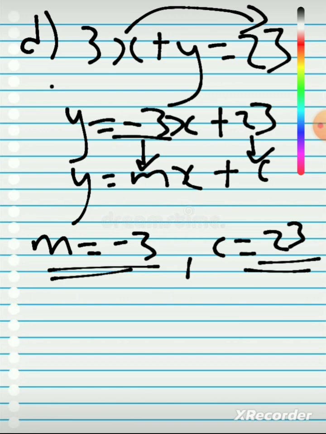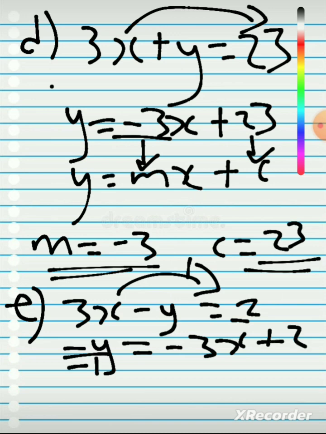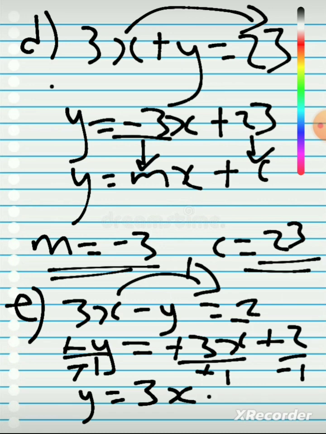If we go to question E, E is 3x minus y equals 2. Again, we'll make y the subject by taking 3x this side, so it becomes negative y is equal to negative 3x plus 2. Then we divide by negative 1. When doing coordinate geometry, to make your life easy, divide everything by negative 1. So our y becomes 3x, and positive 2 divided by negative 1 is negative 2.